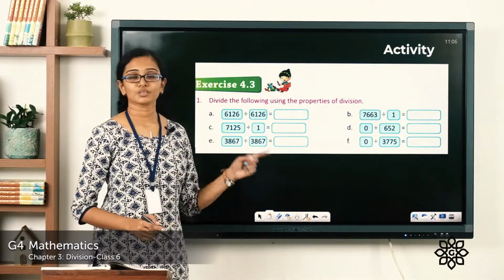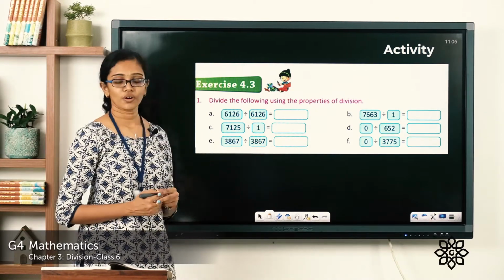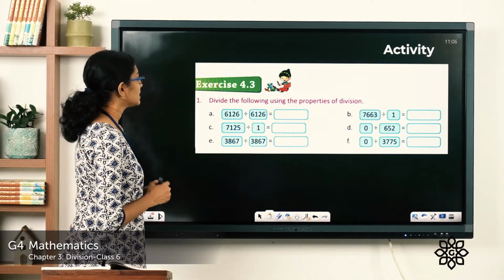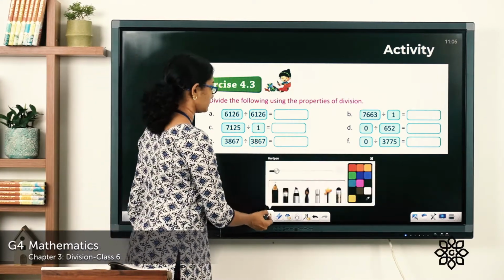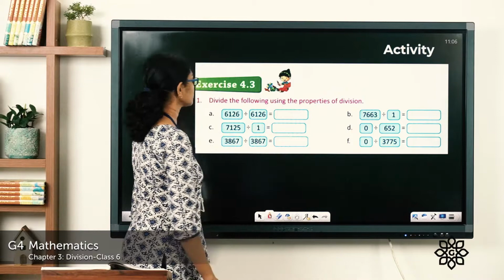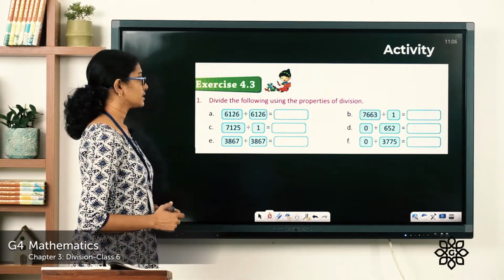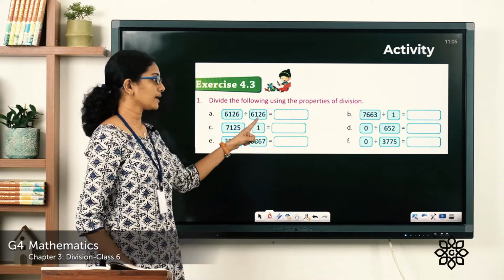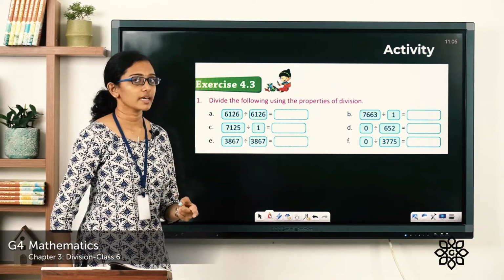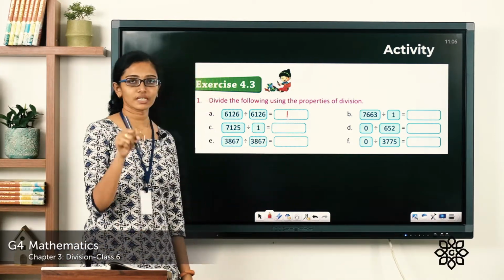Now we'll do an activity based on these properties of division. Here is exercise 4.3 from your textbook. Let's see the question. Divide the following using properties of division. See the first question. Question A, 6126 divided by 6126. A number divided by that number itself. What is the answer? Any number divided by that number itself will give you the quotient 1.